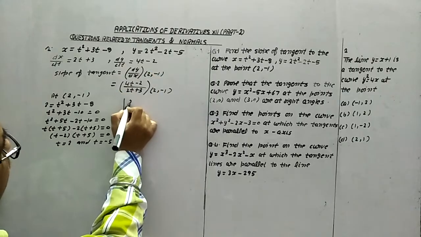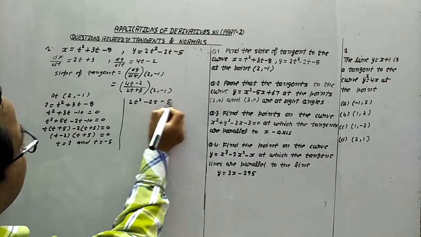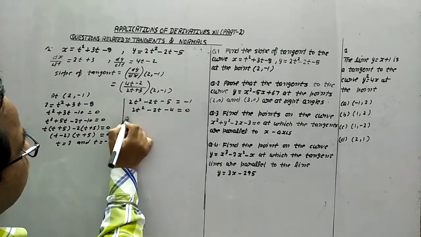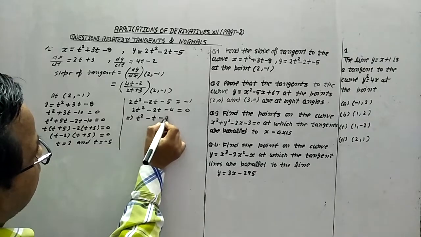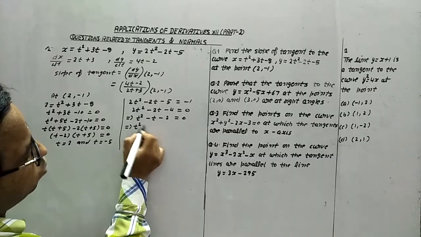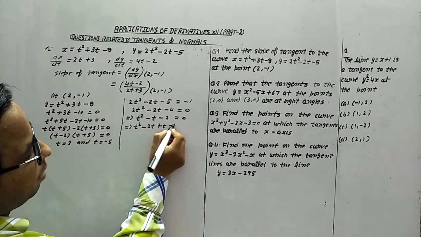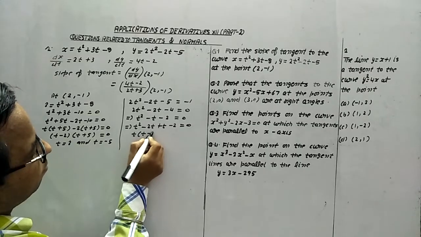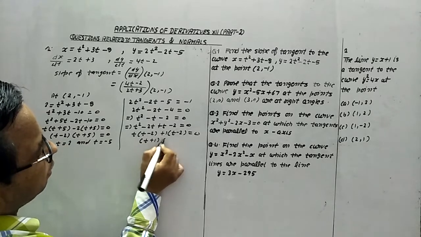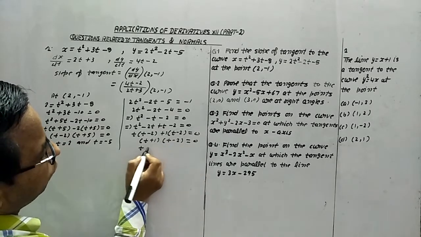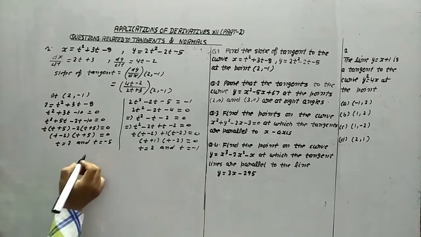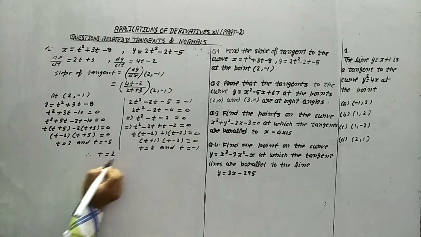Now 2t² − 2t − 5 = −1. It means 2t² − 2t − 4 = 0. It means t² − t − 2 = 0, because I am taking 2 common here. So t² − 2t + t − 2 = 0. Taking t common, t(t − 2) + 1(t − 2) = 0, so (t + 1)(t − 2) = 0. Therefore t = 2 and t = −1. So what we observe is that t = 2 is the only common value.